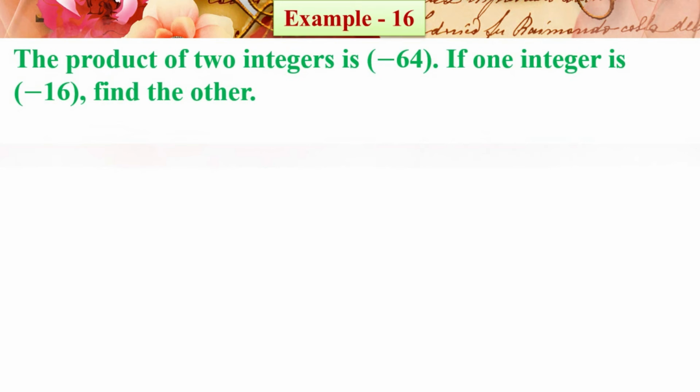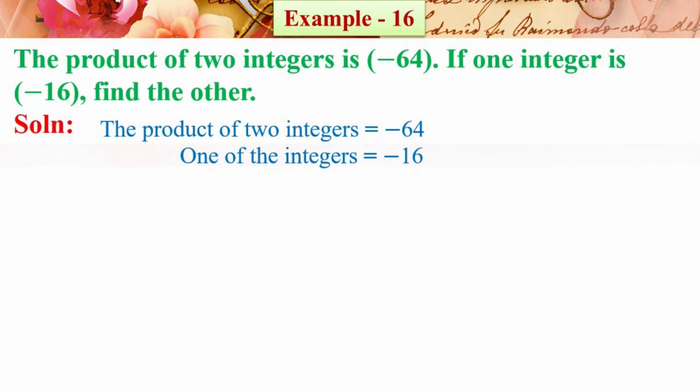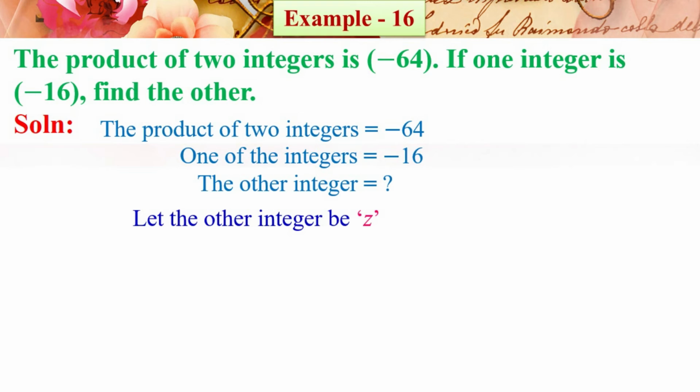Let's see example 16. The product of two integers is minus 64. If one integer is minus 16, find the other. Let us find the solution. Before doing the sum, note down what is given. The product of two integers is equal to minus 64. One of the integers is minus 16. Now we have to find the other integer. Let the other integer be z. We have to assume any one letter. Therefore, one integer is minus 16, the other integer is z.